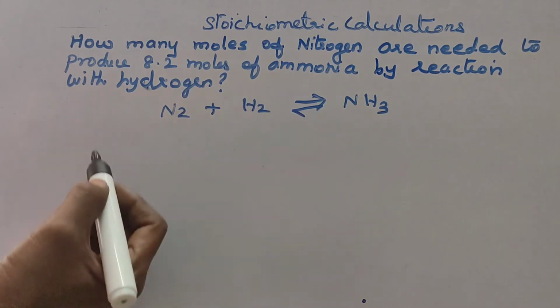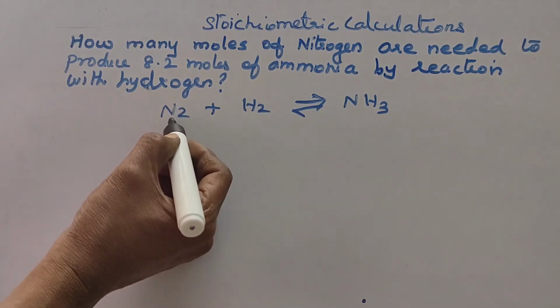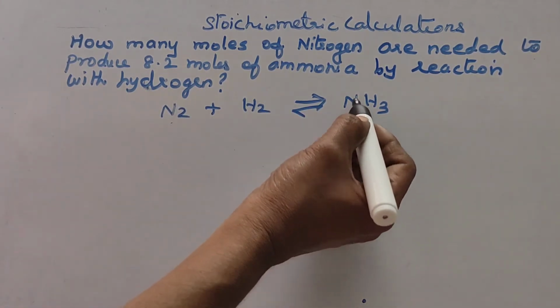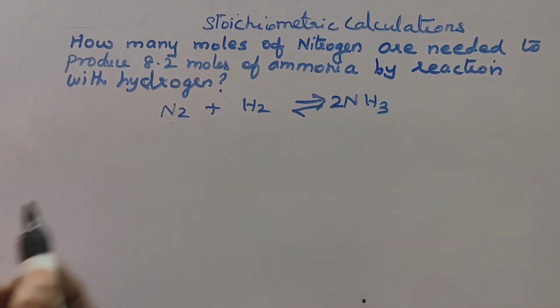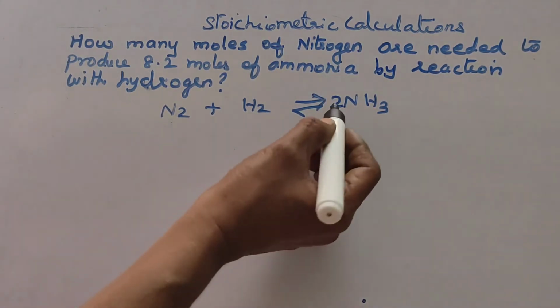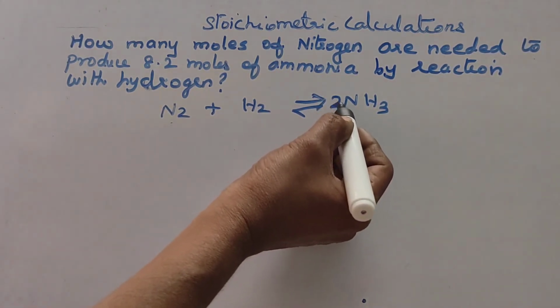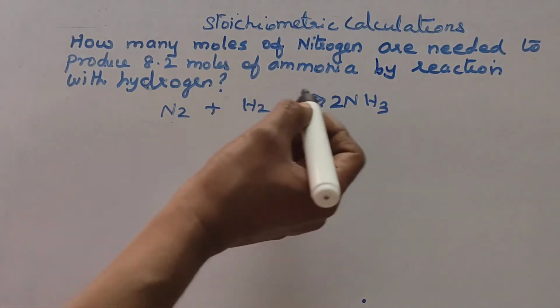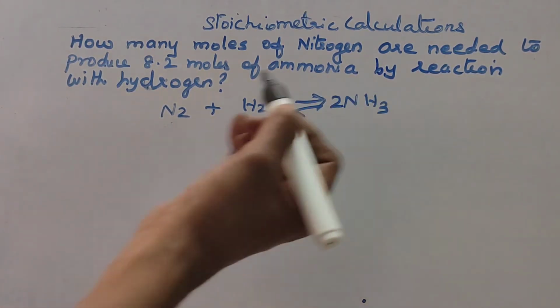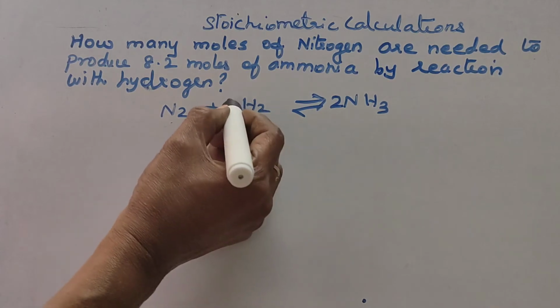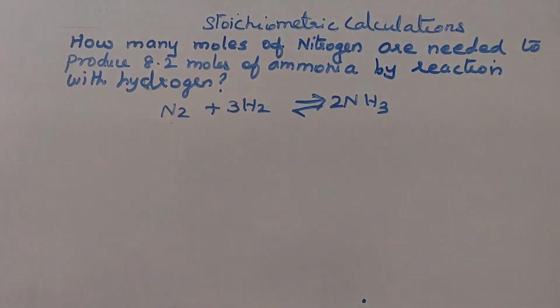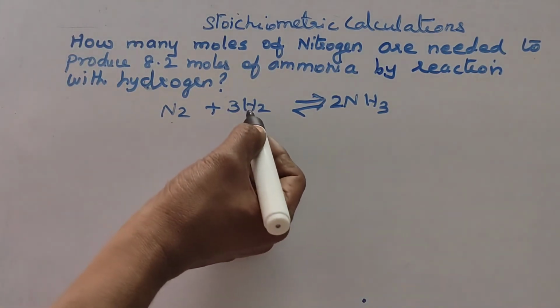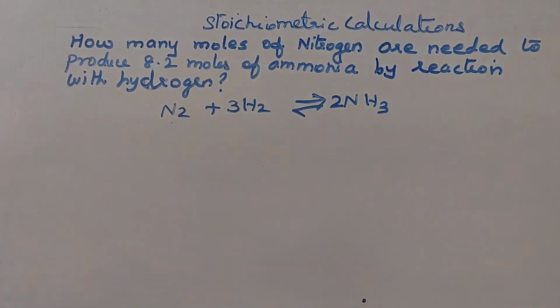Then we should balance. How many nitrogen here? 2 nitrogen, but here only 1. So we will make it 2 by adding the coefficient 2 here. Then hydrogen, 6 hydrogen, here only 2 hydrogen. So multiplying this hydrogen by 3, we will be getting 6 hydrogen. So all the atoms are balanced on both sides.